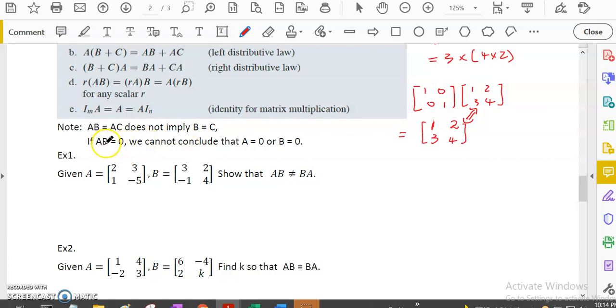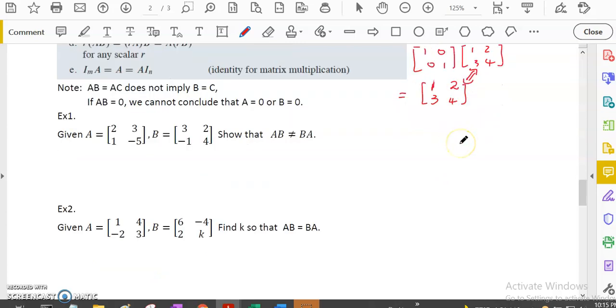Here, you can have AB equal to 0, but you can't conclude that A equals 0 or B equals 0. It's easy to show with zero entries: when they multiply together, they cancel. You can have the product equal to 0, but the individual matrices are not. So, for example, we are doing this to show one example of non-commutative.